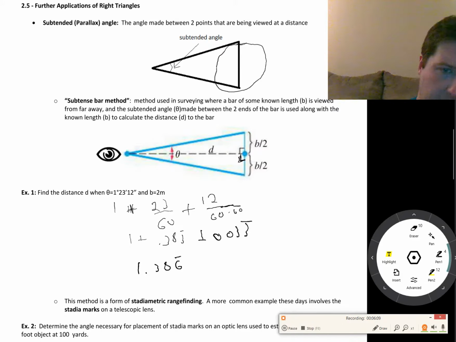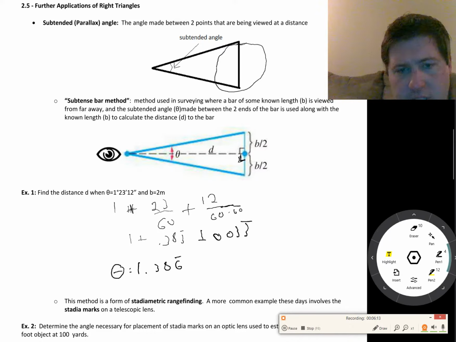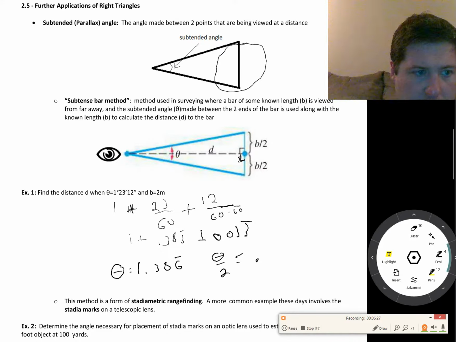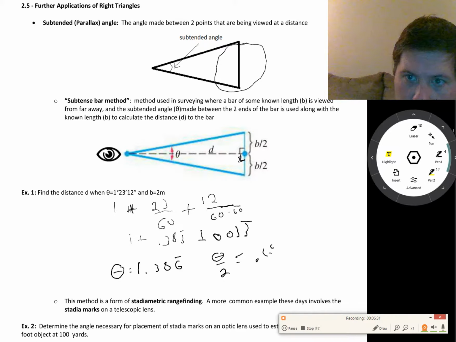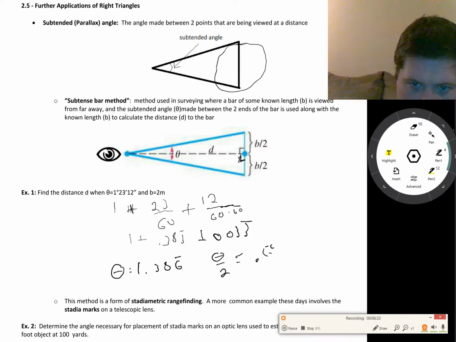So this is my angle theta. I just converted it to a decimal, so it's easier to work with. Now I need to divide it by 2. I get a very tiny angle, 0.693 repeating.